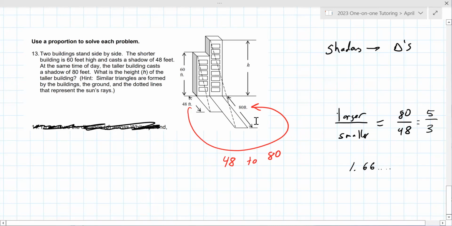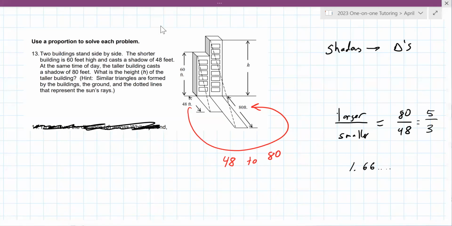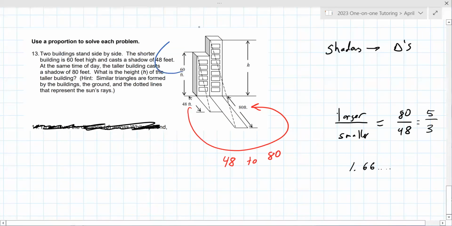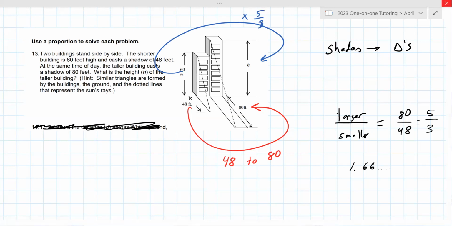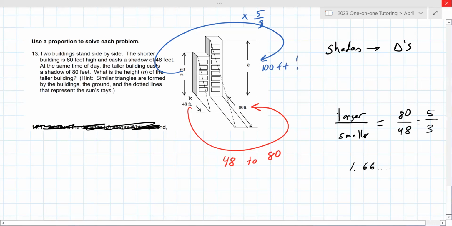So that means you're going to use that multiplier for this other one. You're going to take this 60 and multiply it by the 5/3, or the 1.666 repeating. So will you do that for us, please? 60, 100. Yeah, 100 feet. Right.